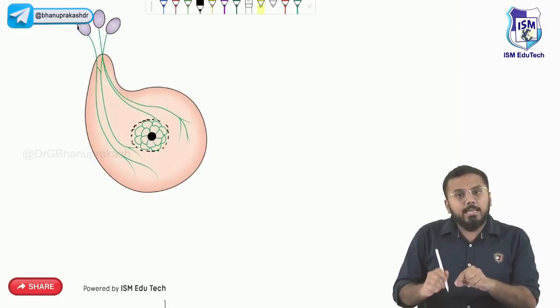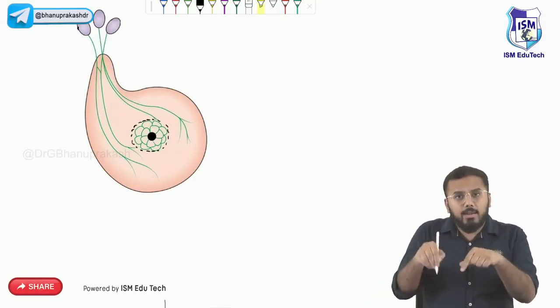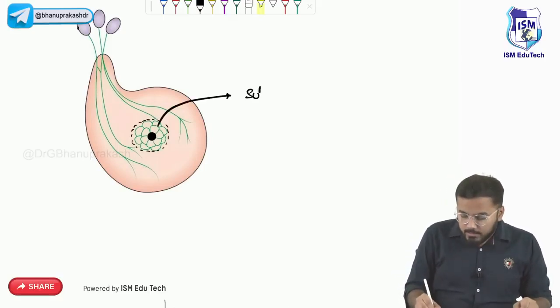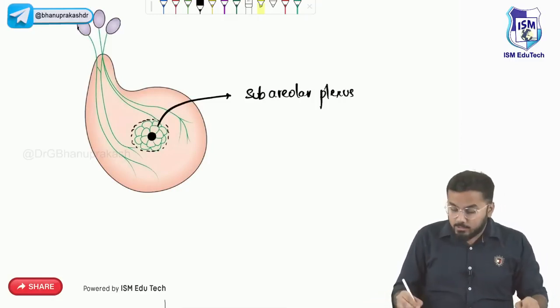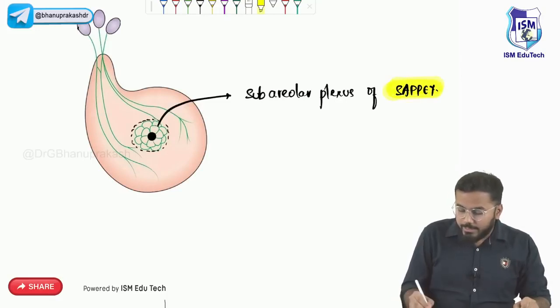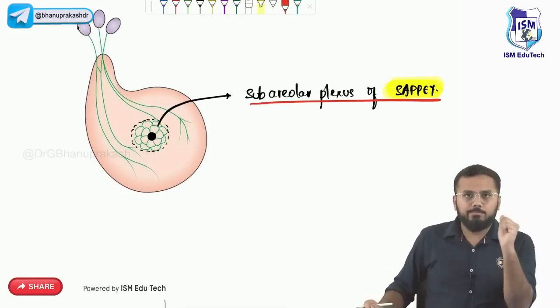Now, in this areola, you can see some plexus. This plexus in the areola is called the subareolar plexus of Sappey. Very, very, very important, guys. I want you to remember it at any cost. This is called the subareolar plexus of Sappey.